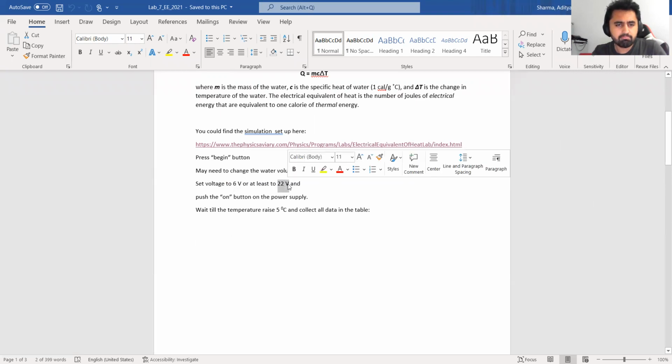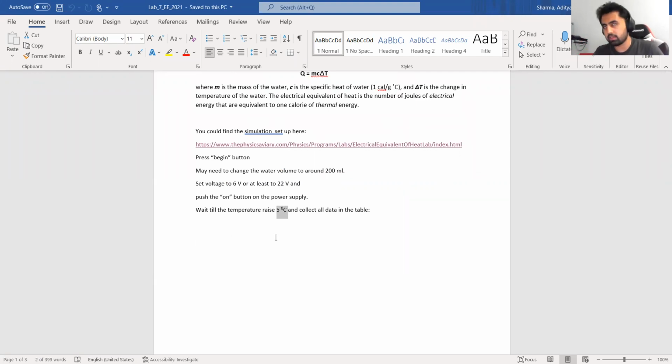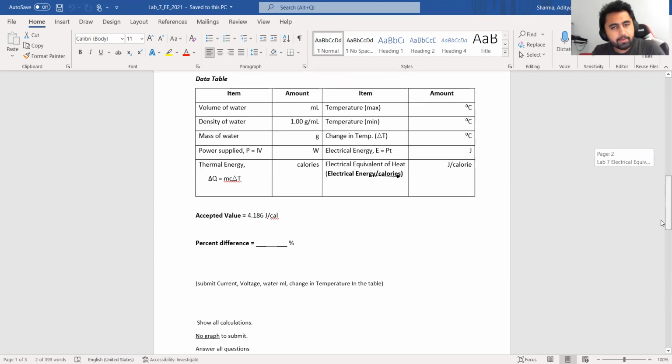6 or 22. I think those are the options. Push the on button on the power supply. Okay, so you have to wait until it rises 5 degrees Celsius. So delta T is already given to you. That is 5 degrees Celsius. And you can start from 16 to 21 or 21 to 26, but it should be 5 degrees Celsius.